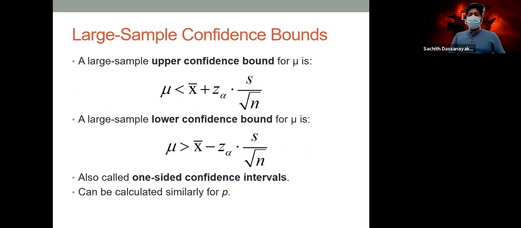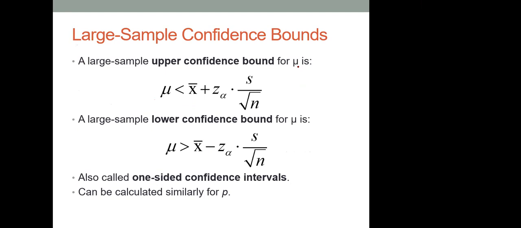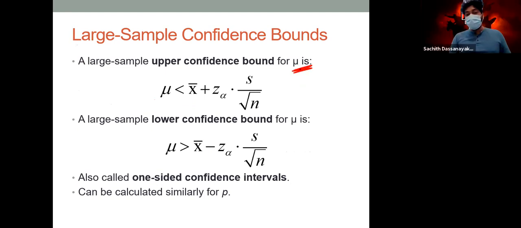If we have a large sample, now we are considering simply the large sample confidence bound, to get the confidence bound for mu. Here we are not talking about an interval. We don't consider intervals in this part, I mean this section.